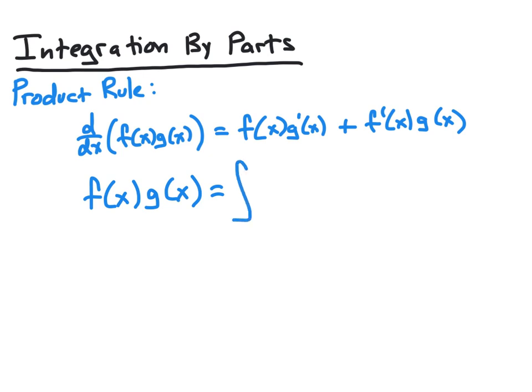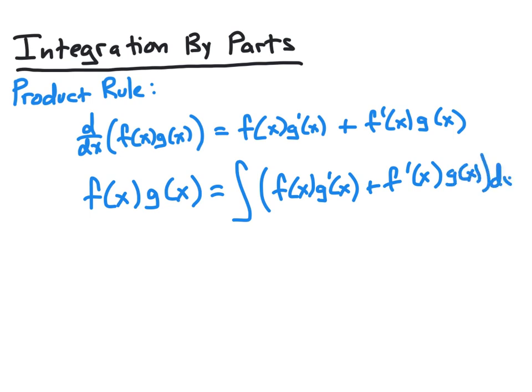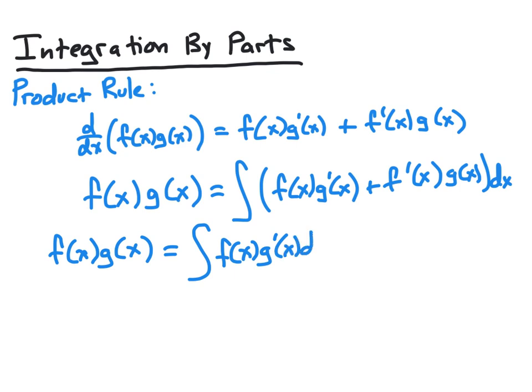And on the right side here, we're simply going to write the indefinite integral of this sum of products, f times g prime plus f prime g. Now, by using a property of integrals, we can break up the right-hand side of this equation into the sum of two integrals: the integral of f times g prime plus the integral of f prime times g.